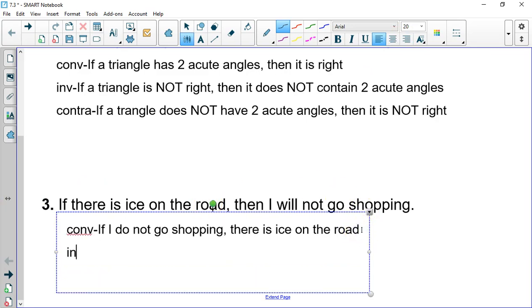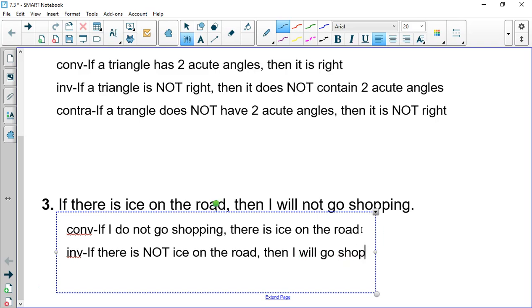My inverse, remember, I'm just going to negate the first statement. So if there is not ice on the road, then I will go shopping. And there's no capital not because the first was not go shopping, now you will.